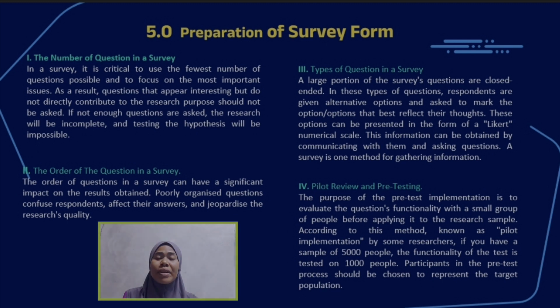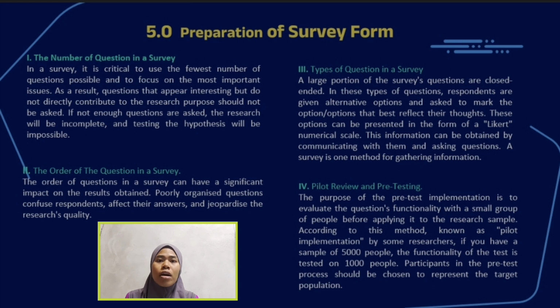Number 5. Preparation of survey form. First, the number of questions in a survey. In a survey, it is critical to use the fewest number of questions possible and to focus on the most important issues. As a result, questions that appear interesting but do not directly contribute to the research purpose should not be asked. If not enough questions are asked, the research will be incomplete and testing the hypothesis will be impossible.